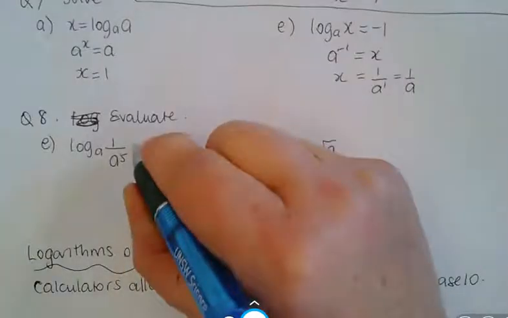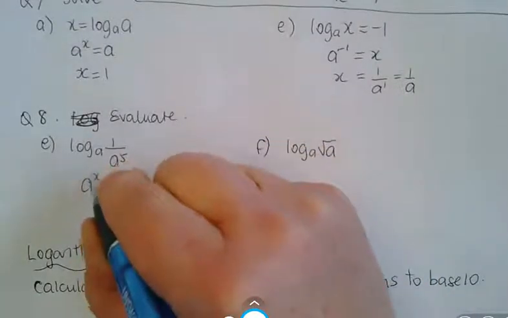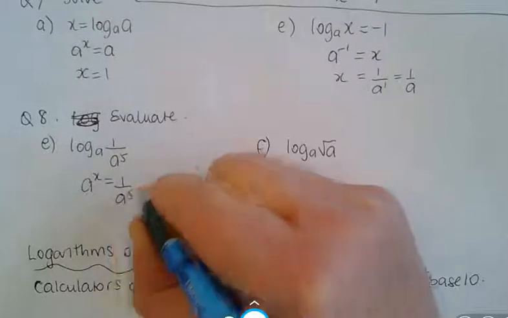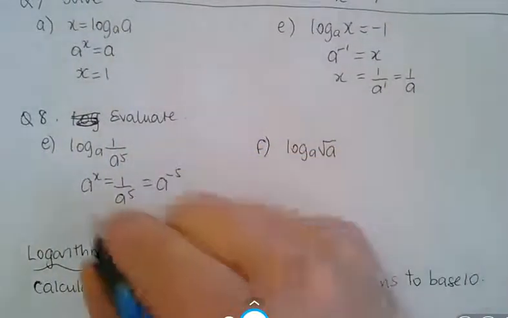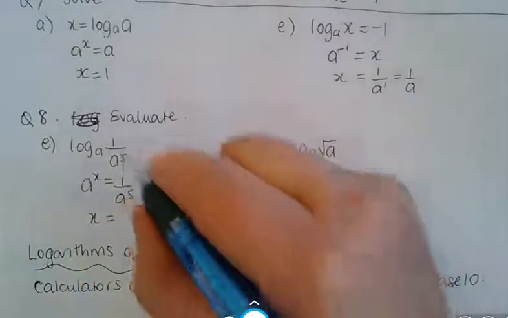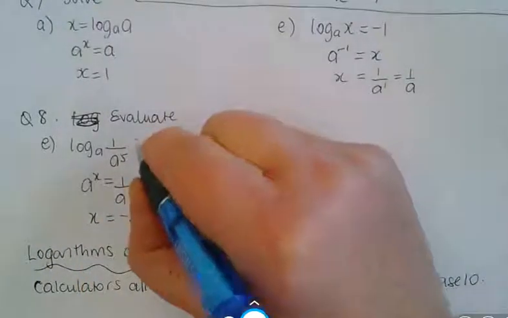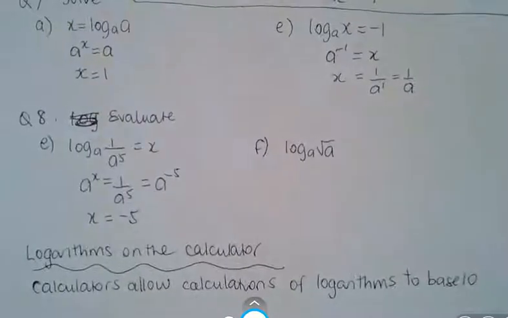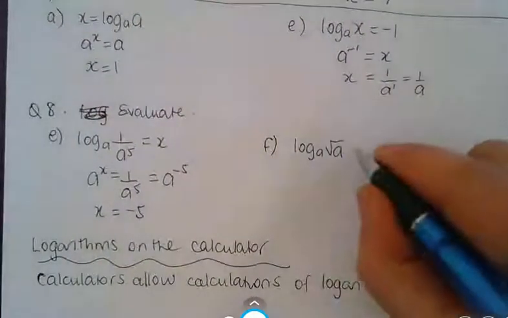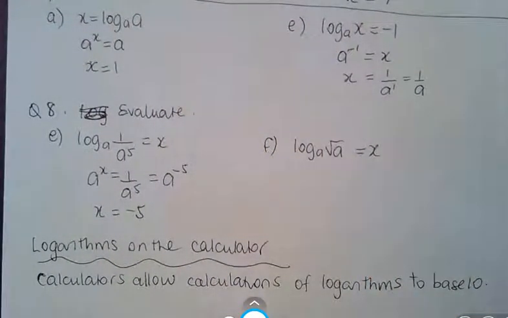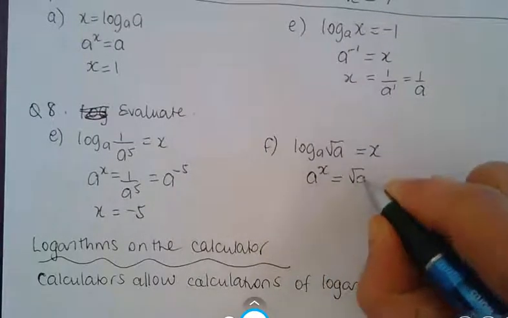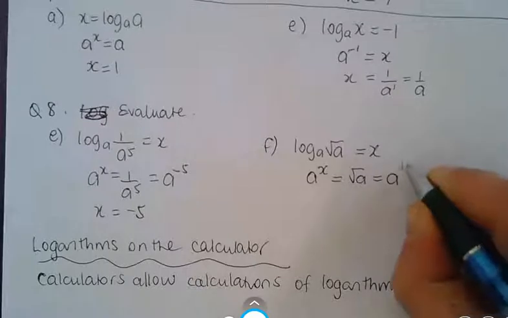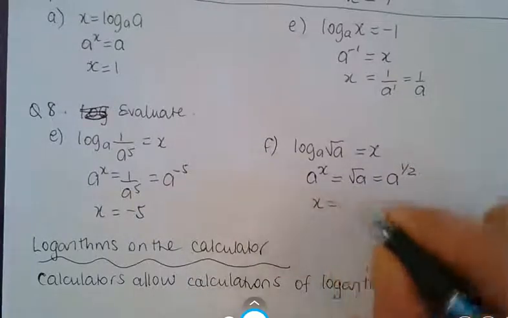Let that equal x. So I've got a to the power of x is 1 over a to the 5, which is a to the -5. Therefore, x is -5. Now I can put that equal to x when it asks me to evaluate it. And the next one, evaluate that. If I put it equal to x, a to the power of x is square root of a, which is a to the half. Good. So therefore, x is a half.